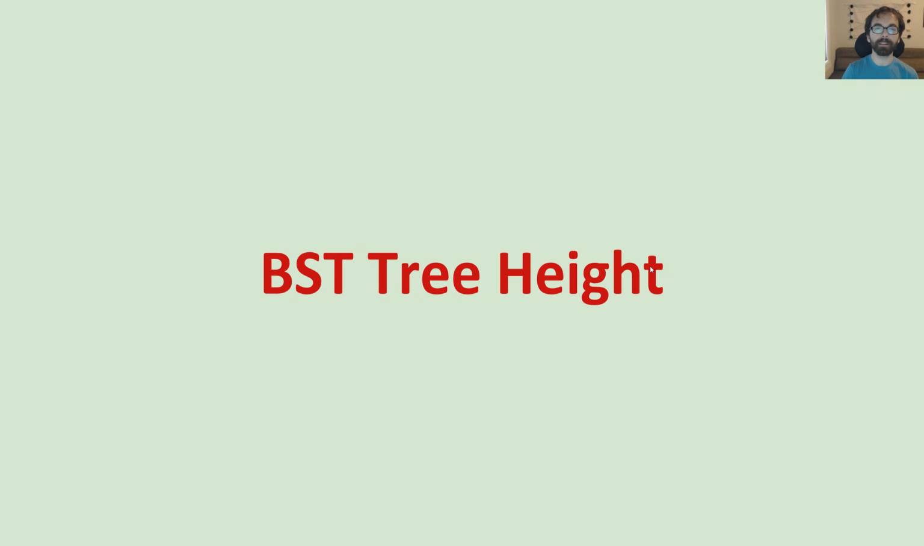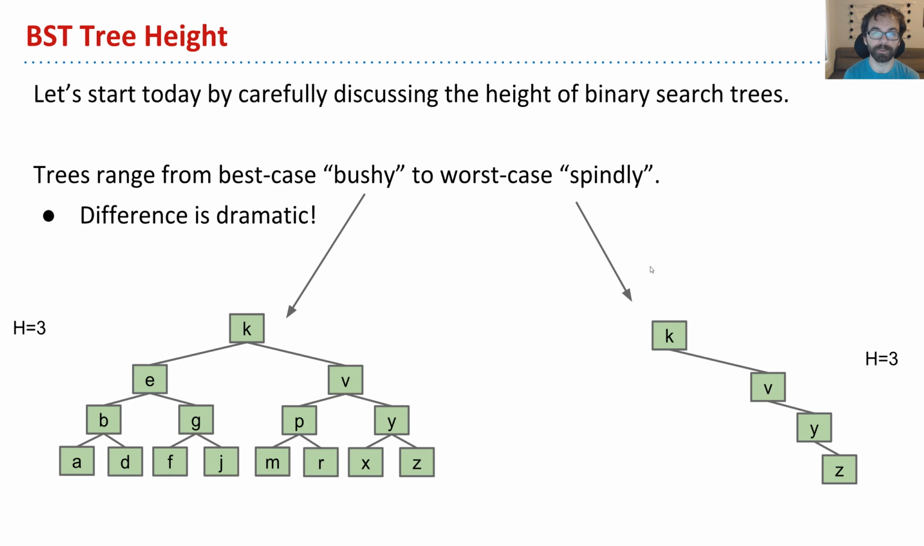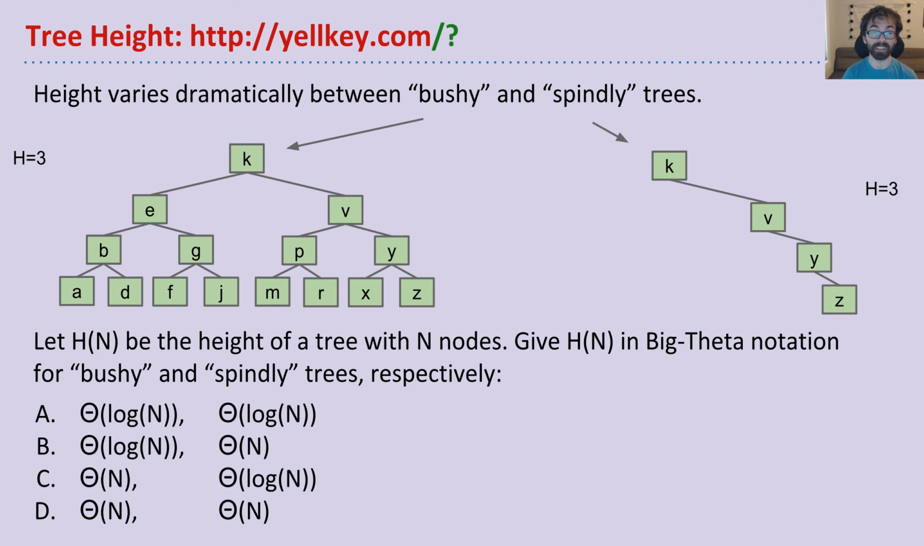Today we're going to be primarily concerned with one thing, tree height. Before we get to tackling it and making tree height better, let's understand what happens with binary search trees. As you know from the previous lecture, trees can range from bushy to spindly, and the difference between the two is really significant. How significant? Well, that's my first question of the day.